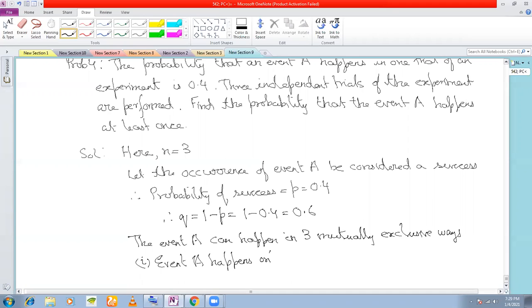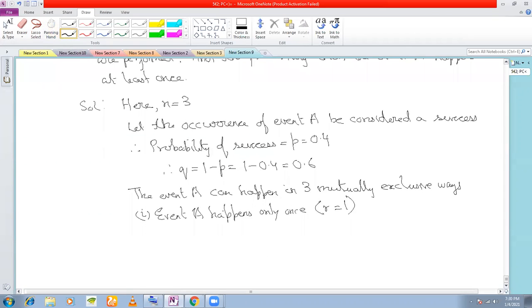Only once. In which case, what is the value of R? Success. Event A happening is a success. It is happening only once. That means R must be equal to 1.